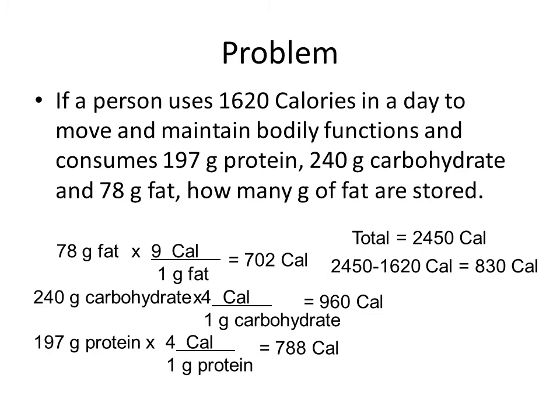Used in a day is 1,620. So we take the difference, and that gives us 830 calories. 830 calories can then be converted to fat. We take 830 calories, and 9 calories will be stored in 1 gram of fat, and so then we can convert it to 92 grams of fat.